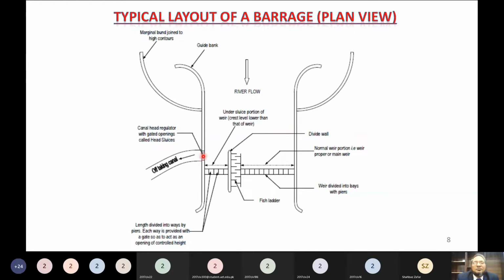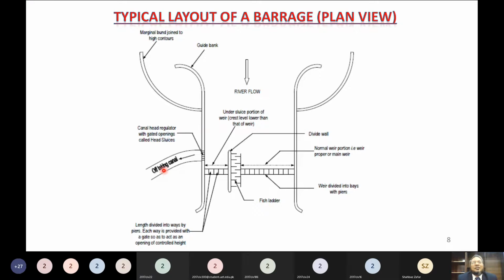You can see that the direction of flow of water is this one, and the canal is off-taking from which side? From right or left? The left side. No, this is the direction of flow of water. So you should stand in the direction of flow of water, and then this canal would be on the right side. Am I right? Now please check it again. Yes, sir.